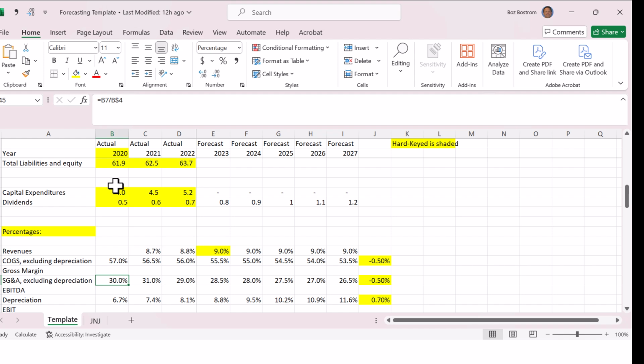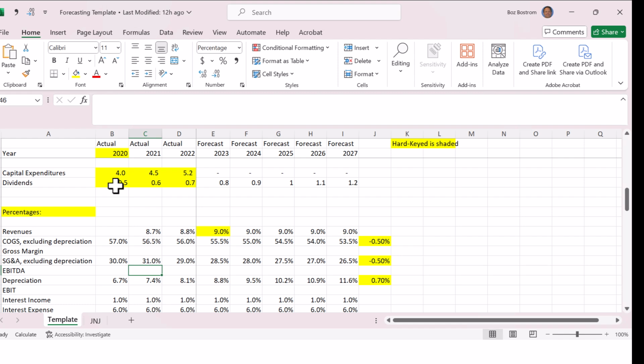SG&A, you can see that over the 2 years, it went from 30 to 29, so maybe it's getting 0.5% more efficient per year. So I did the same concept as I did with cost of goods sold, going down by 0.5% per year. I just assumed that 31% was a blip. Now, again, we'd want to dig into that and actually figure out what was going on behind that one to see if it was truly a blip or not. EBITDA is going to be just a simple computation up above.